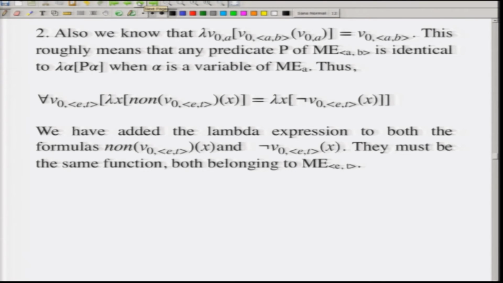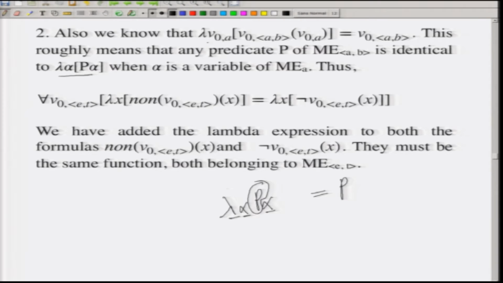We also know that, as we say, lambda alpha p alpha is nothing but p. We have seen that in the previous session, that they are the same thing. So whatever remains, all these things will finally go or disappear. What remains is p. Basically we are defining p by this lambda expression.